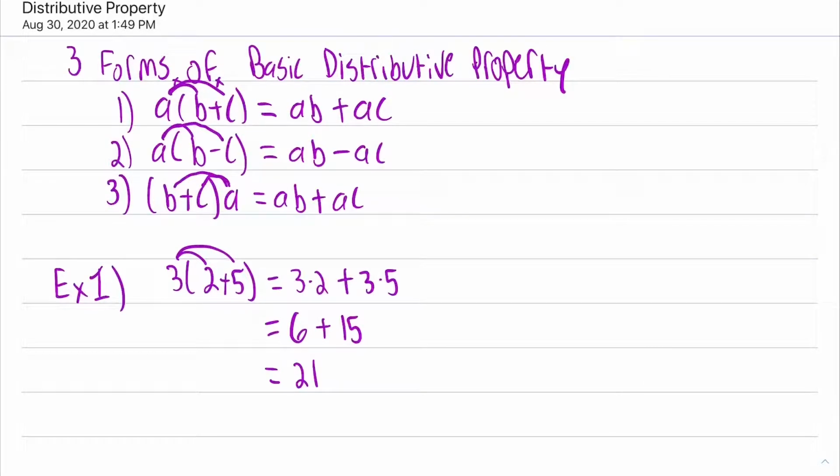And then we could check that. So on the left side, I'm going to solve it a different way. 3 times, what if we added these numbers first? 2 plus 5 made 7, and 3 times 7 makes 21. So that means that either way you do this problem, you're going to get the same answer.